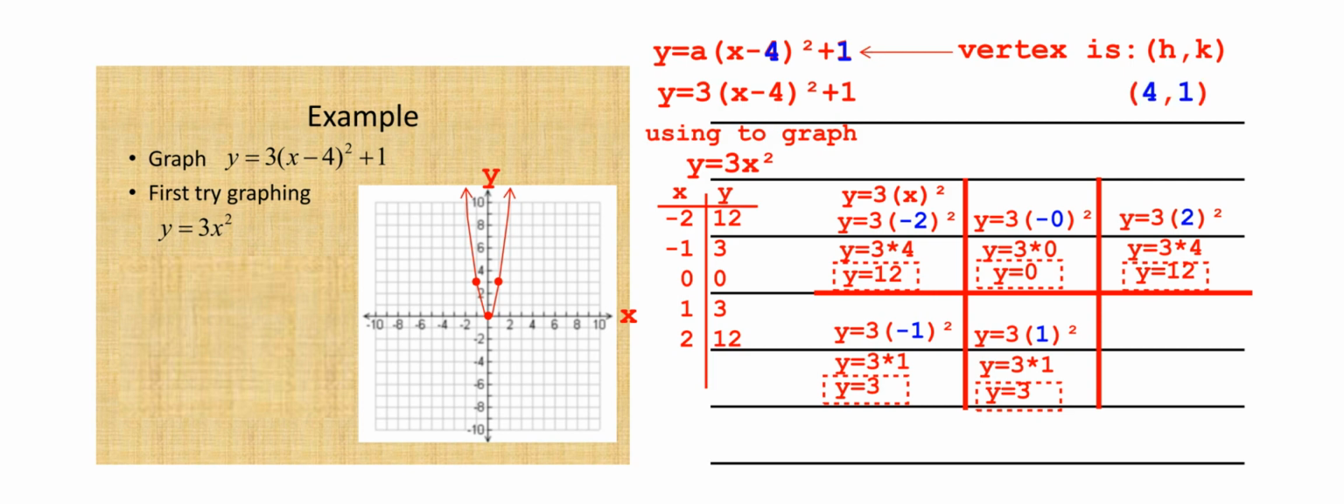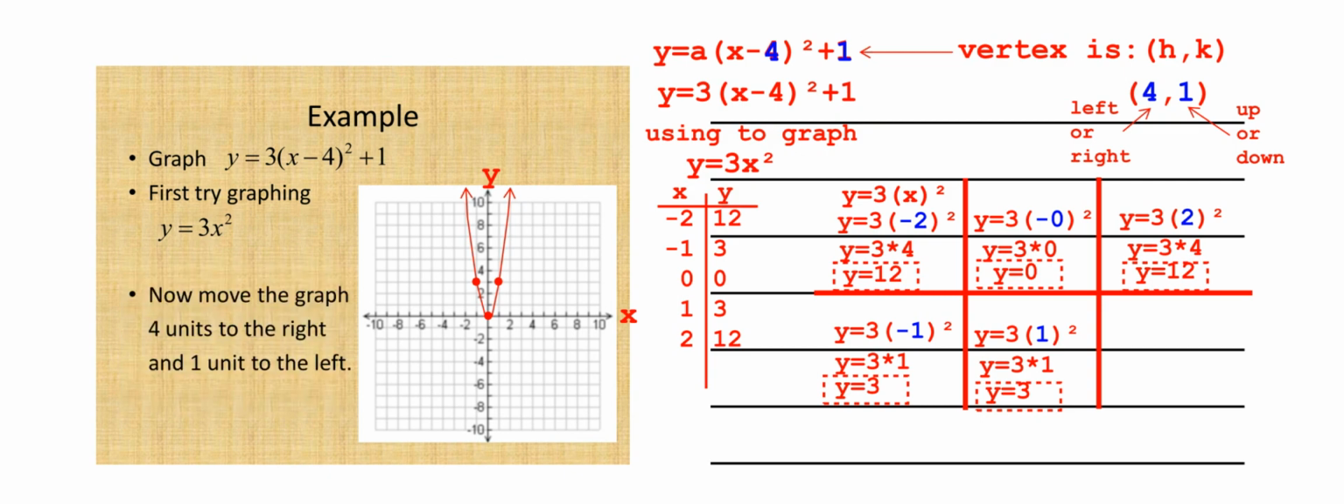So 4 comma 1 is our vertex, once again positive 4. In this case, it's the opposite sign, right? And let's realize that our 4 implies that it either goes left or right, depending on the case. If it's positive, you go to the right, negative, you go to the left. And our k value, if it's positive, you move it up. If it's negative, you move it down.